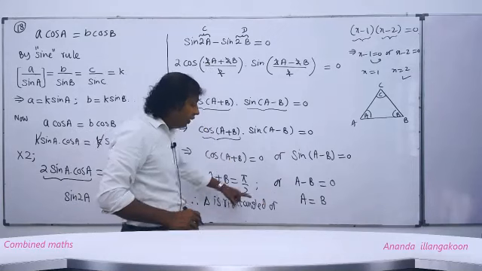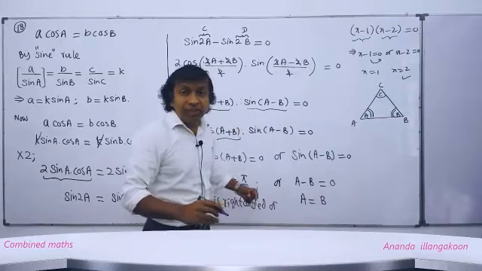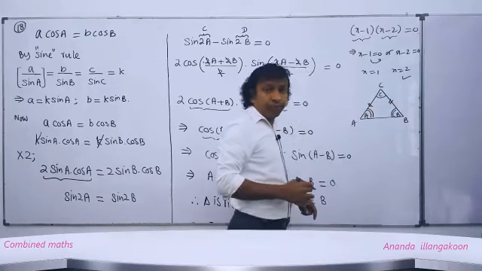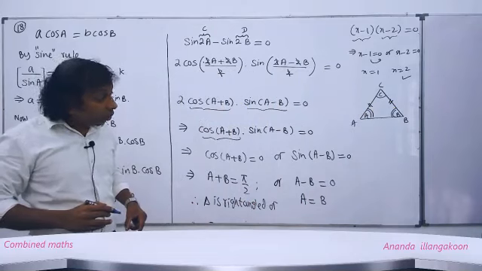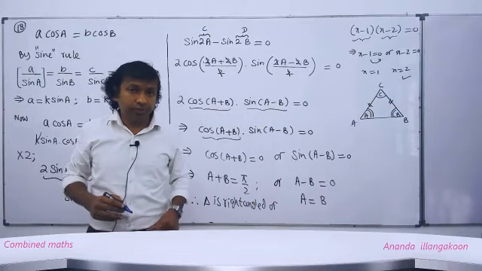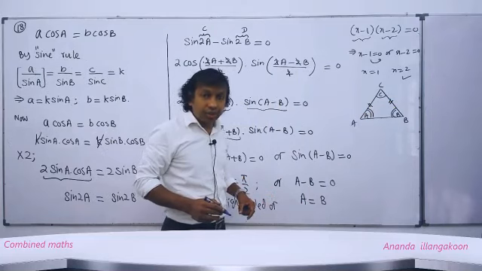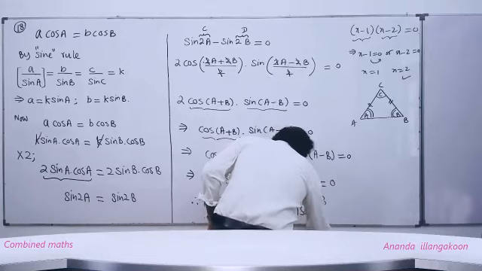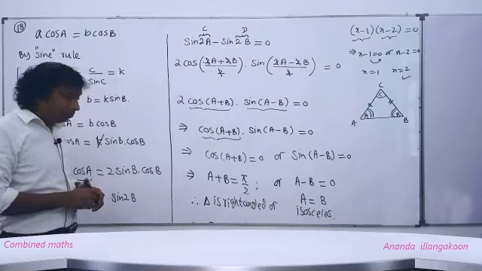A equals B means these two angles are equal. If these two angles are equal, then the opposite sides are also equal. We know there's such a theorem available: the sides which are opposite to equal angles of a triangle are also equal. Then A equals B means the triangle is an isosceles triangle. So therefore, it is an isosceles triangle, right? This is how we can get the answer.